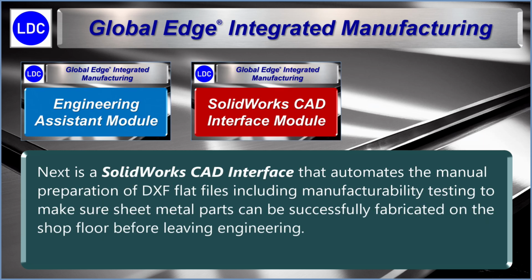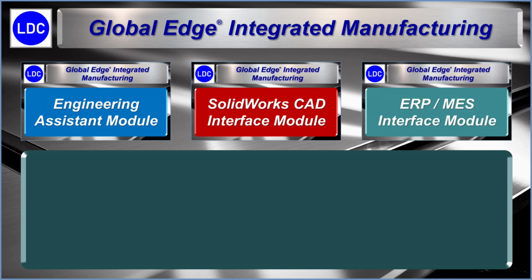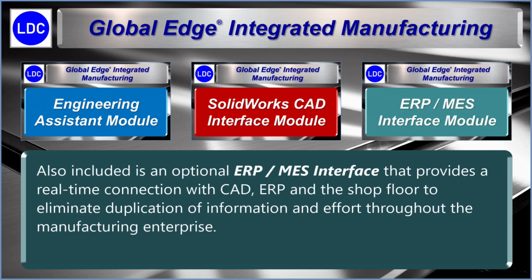Next is a SolidWorks CAD interface that automates the manual preparation of DXF flat files, including manufacturability testing to make sure sheet metal parts can be successfully fabricated on the shop floor before leaving engineering. Also included is an optional ERP/MES interface that provides a real-time connection with CAD, ERP and the shop floor to eliminate duplication of information and effort throughout the manufacturing enterprise.